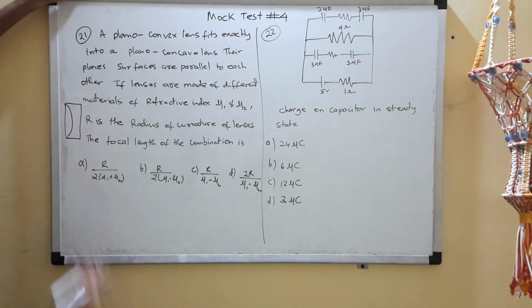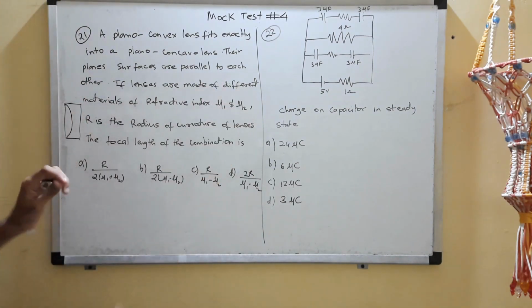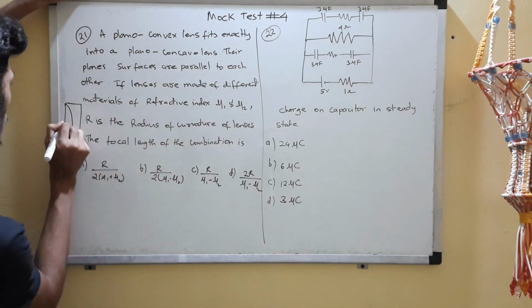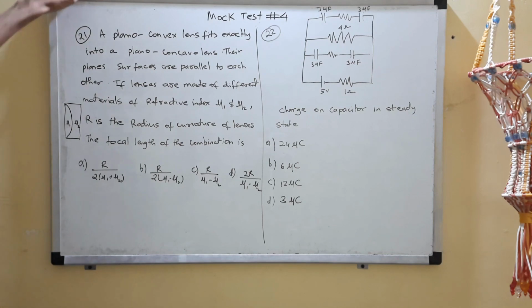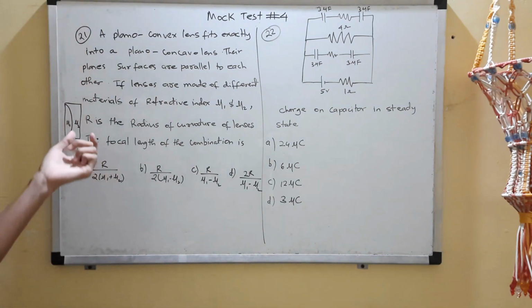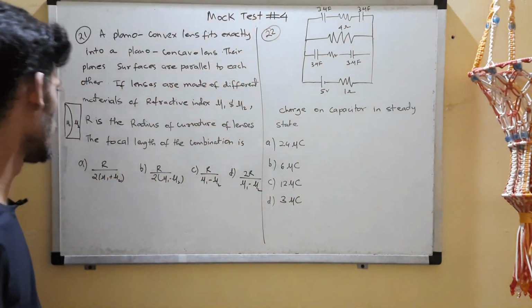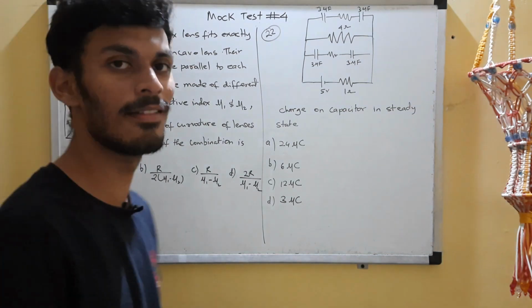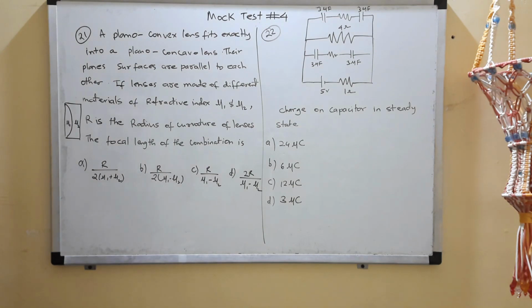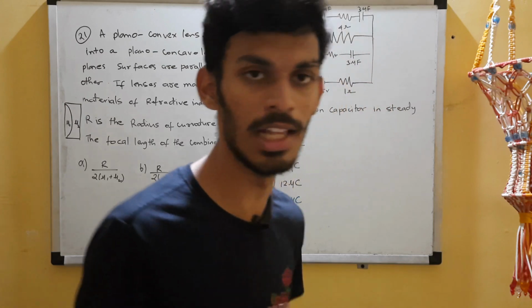So the plane surfaces are parallel to each other, and the lenses are made of different refractive indices. The first one is mu1 and this one has mu2. The radius of curvature is given as r. You are supposed to tell the focal length of this combination. So first we have to find f1, the focal length of the plano-convex lens, then the focal length of the plano-concave lens using the lens maker formula, and then add their reciprocals. That is how we get the equivalent focal length.